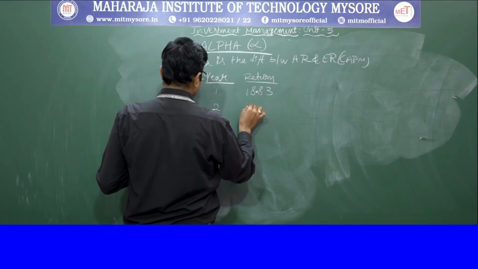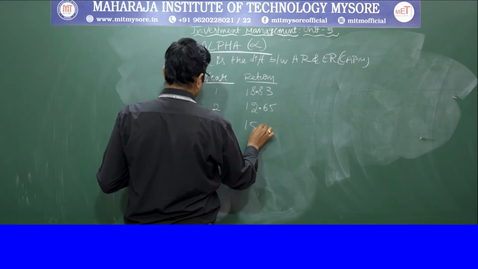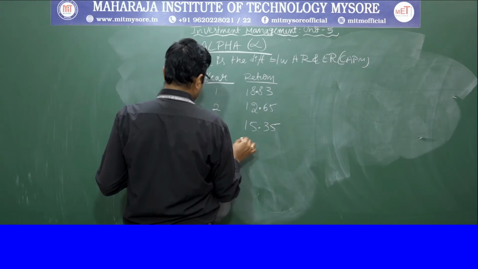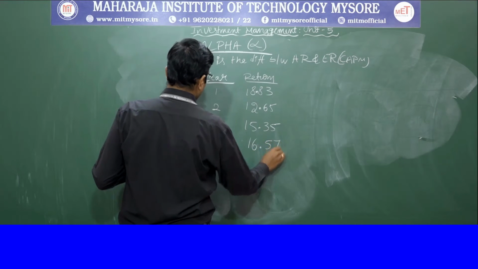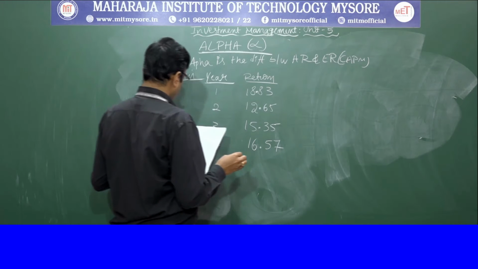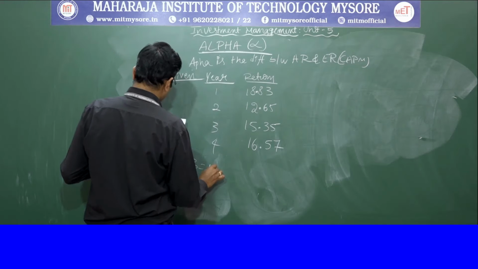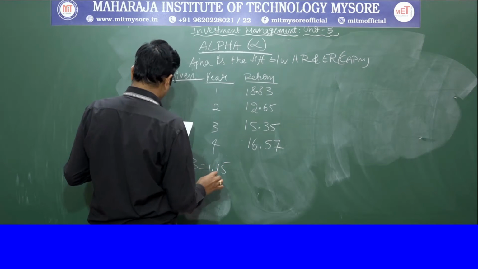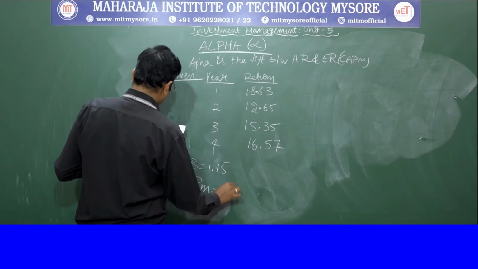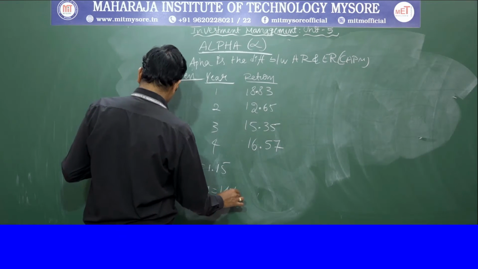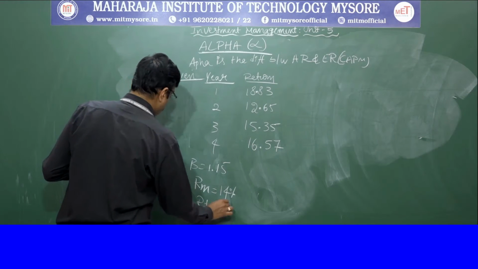18.83, okay, 12.65, then 15.35 and 16.57. Only 4 years data they have given, and beta is 1.15. Okay, and the market portfolio, that is RM, is equal to 14%. Okay, and RF is equal to 15%.